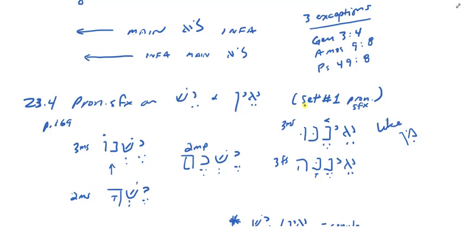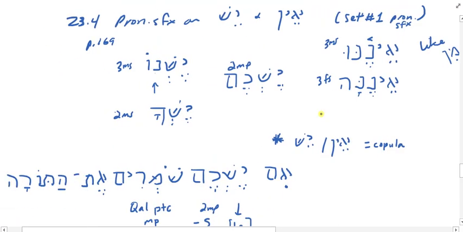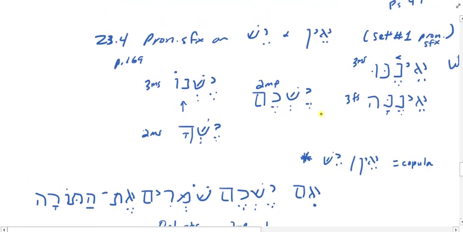When we add pronominal suffixes to yesh and ein, the yesh and ein are going to begin to function more like copulas. Yesh would be the positive form of the copula, is, or was even, and ein would be the negated copula, is not, or was not, or are not, and were not. So let's take a look at how we might see these in an actual sentence, okay?